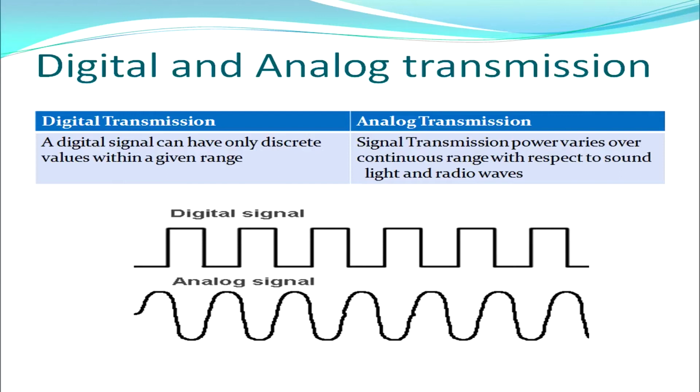The screen here shows both the waves, the digital signal and the analog signal. You can see the difference between the waves. A digital signal is either having a high or a low, a 1 or a 0. There is nothing in between them. On the other hand, an analog signal slowly moves from 0 to 1 and vice versa.